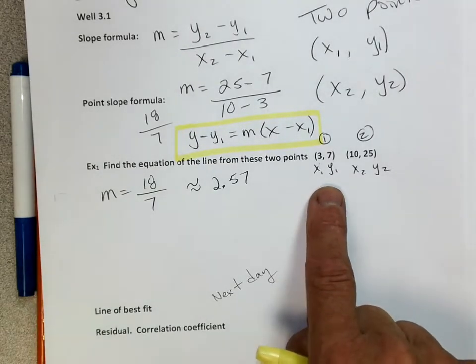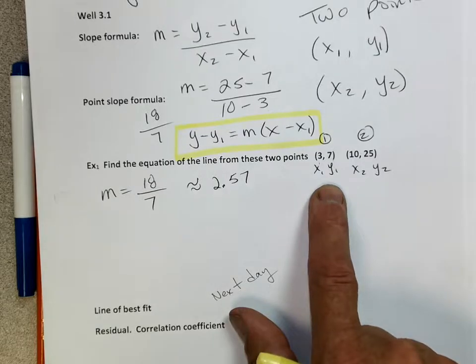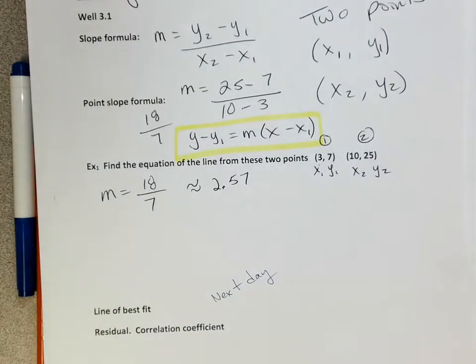Y1 is 7, yeah. That was Y. What's that? That was Y. Great question, okay? So, when you need an equation, let me back up.